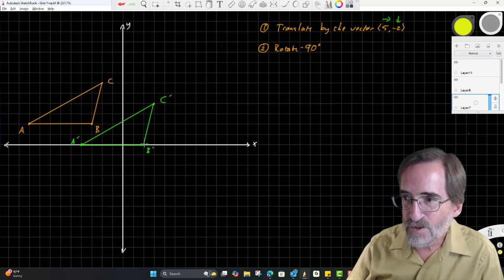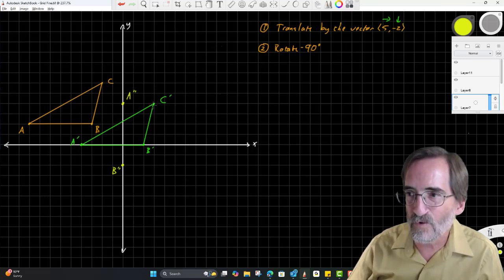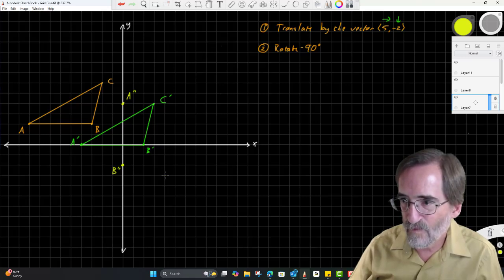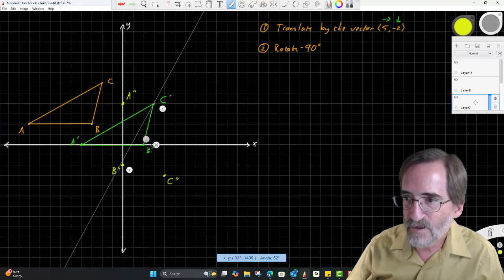So B prime is 2 to the right, so rotating 90 degrees clockwise, it's going to be 2 down. So we'll call this B double prime, the image of B prime. Okay, A prime is 4 to the left, so it's going to be 4 up after rotating 90 degrees clockwise, A double prime. That only leaves C double prime. And you recall the rule is to switch the x and the y and change the sign on x. So it's 3 to the right and 4 up, so it's going to be 4 to the right and 3 down. C double prime. Okay, and let's take a look at this.